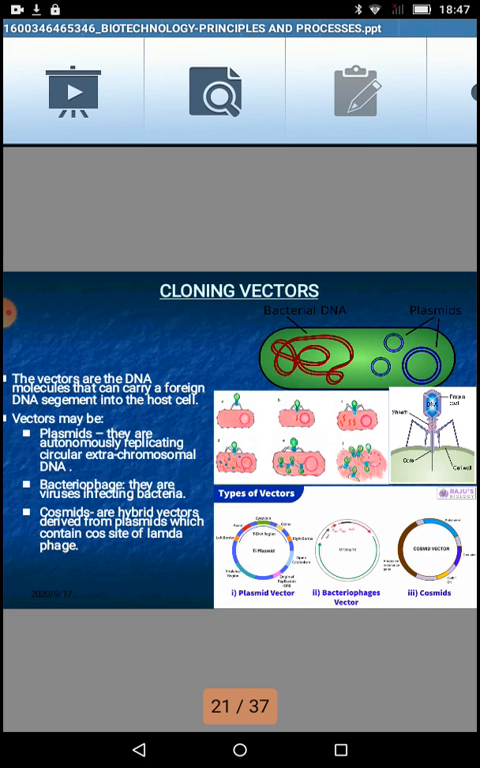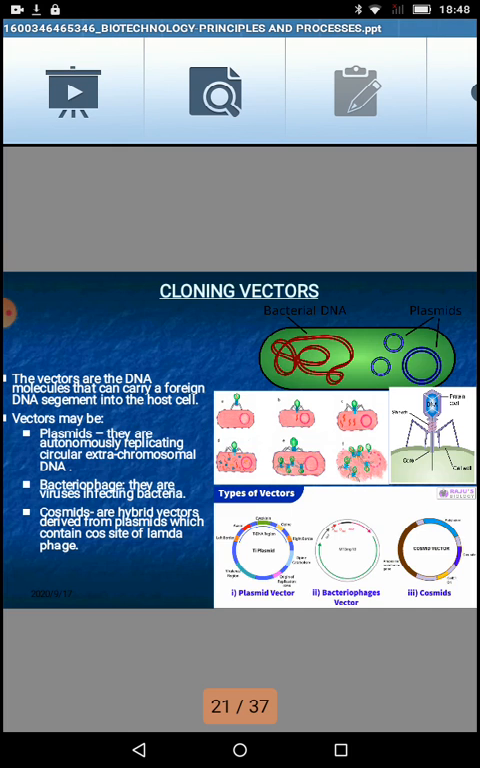So if by any kind of mechanism we can insert our DNA of interest into the viral DNA, once the virus infects, it will give its viral DNA inside. Along with that viral DNA, our gene of interest also goes in. And once the viral DNA is replicated, along with that our gene of interest will also get replicated.